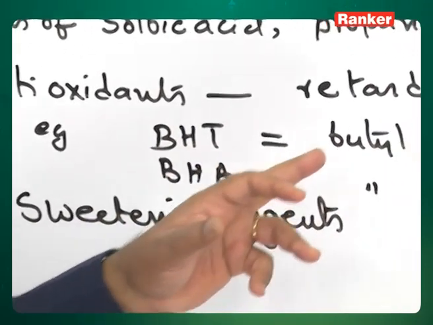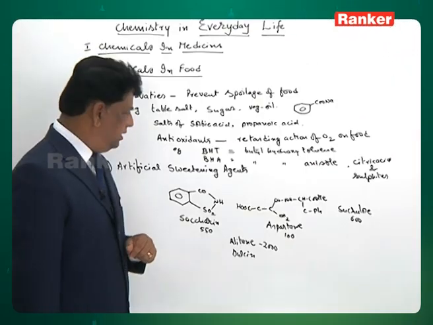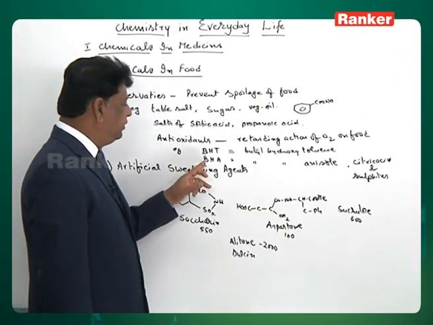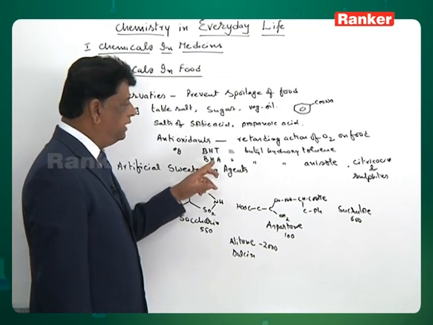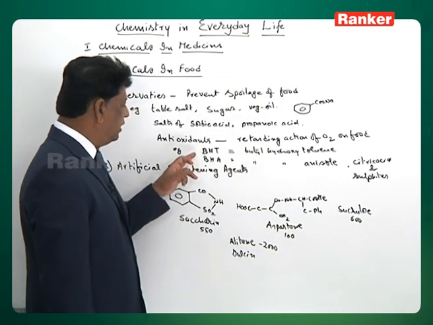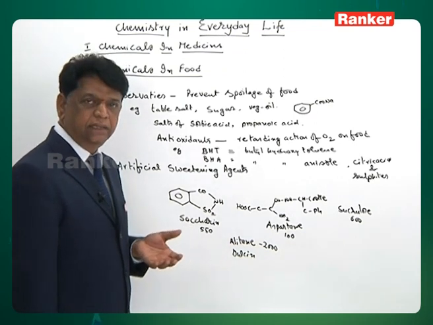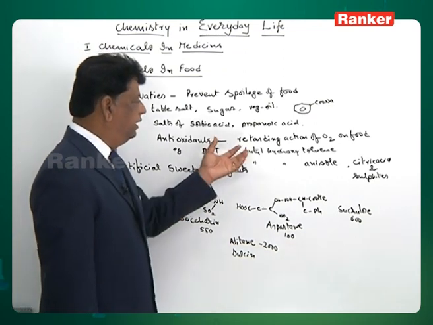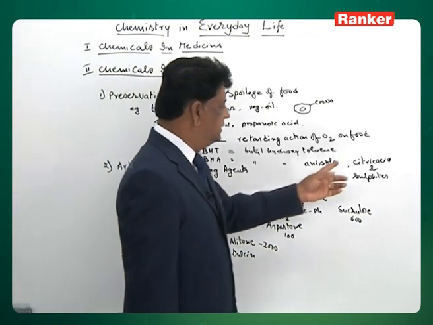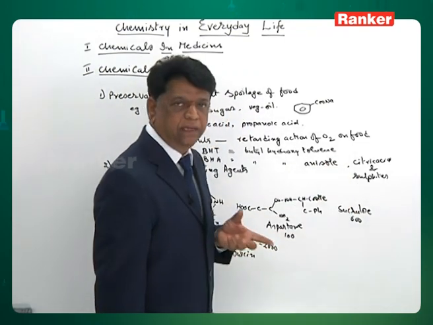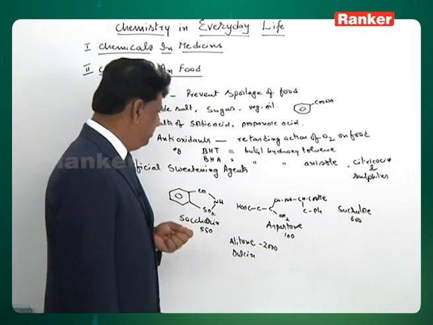BHT is known as butylated hydroxytoluene, and the other is butylated hydroxyanisole. These two are called BHT and BHA. When they are added to oils, they preserve the food material. Citric acid and sulfites also act as food preservatives.